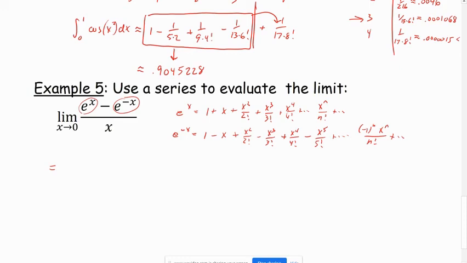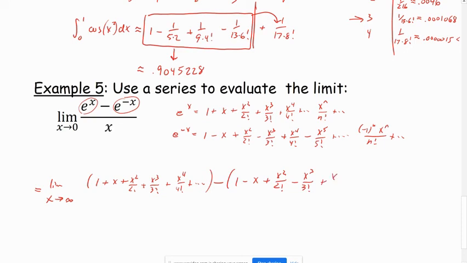And so that means we're taking the limit as x approaches infinity of e to the x, which is 1 plus x plus x squared over 2 factorial plus x cubed over 3 factorial plus x to the 4th over 4 factorial, and so on, minus e to the negative x, which we said is 1 minus x plus x squared over 2 factorial minus x cubed over 3 factorial plus x to the 4th over 4 factorial, and so on and so on. And then we're going to divide by x.